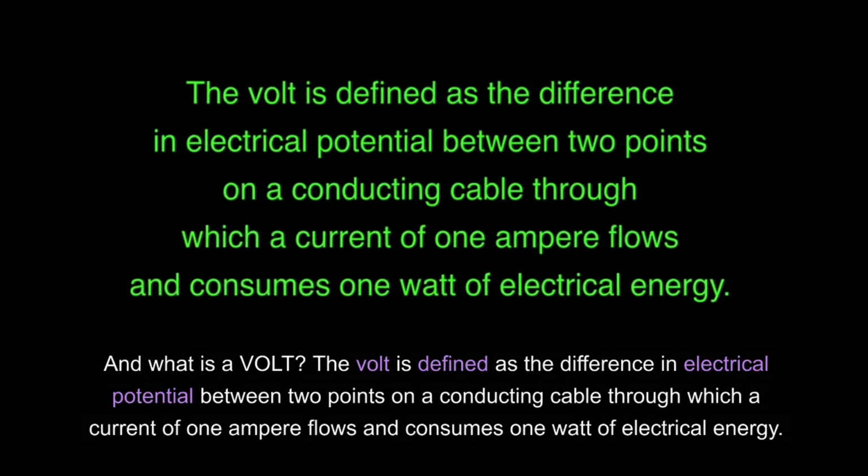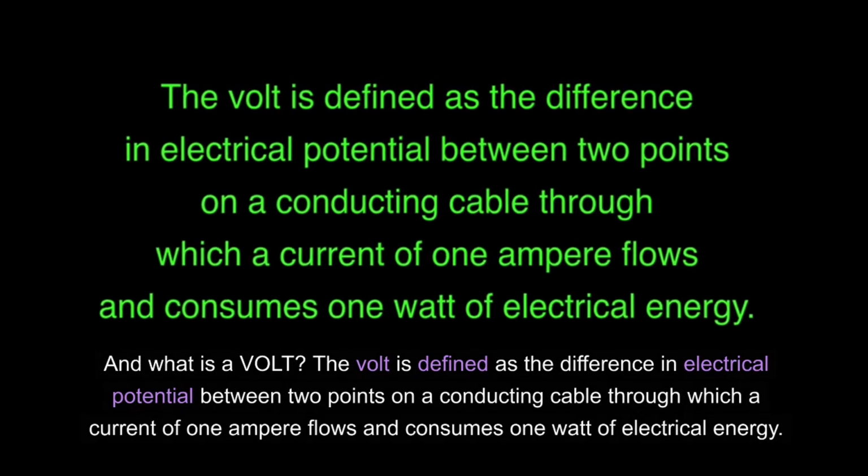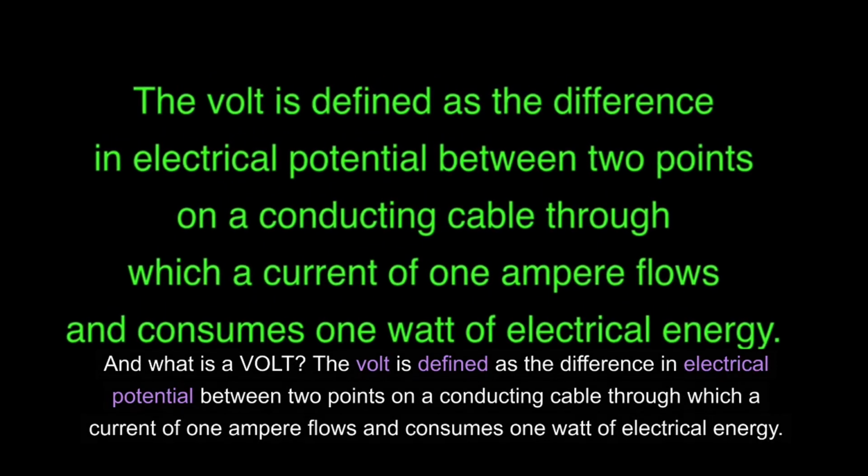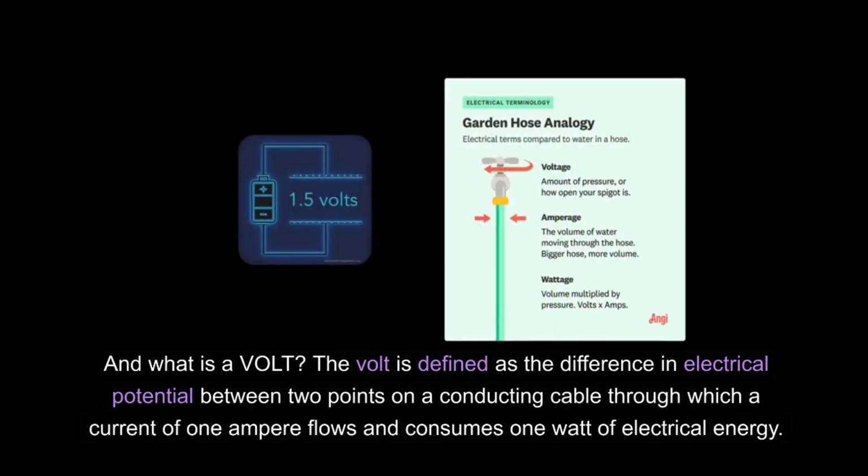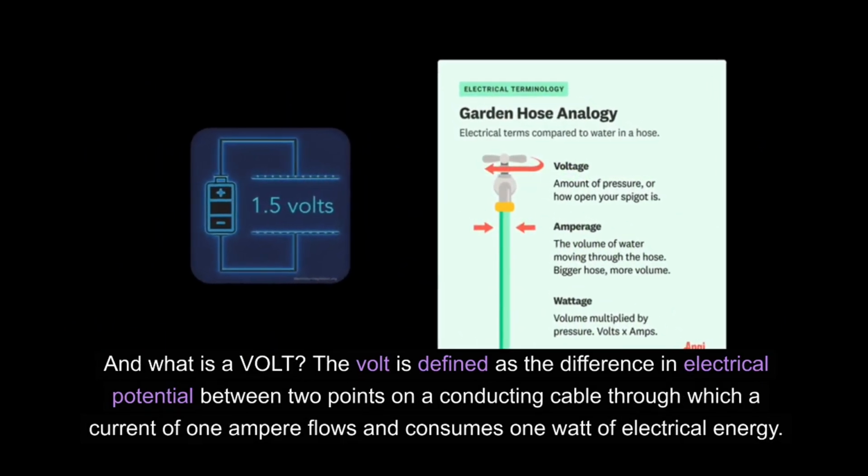And what is a volt? The volt is defined as the difference in electrical potential between 2 points on a conducting cable through which a current of 1 ampere flows and consumes 1 watt of electrical energy.